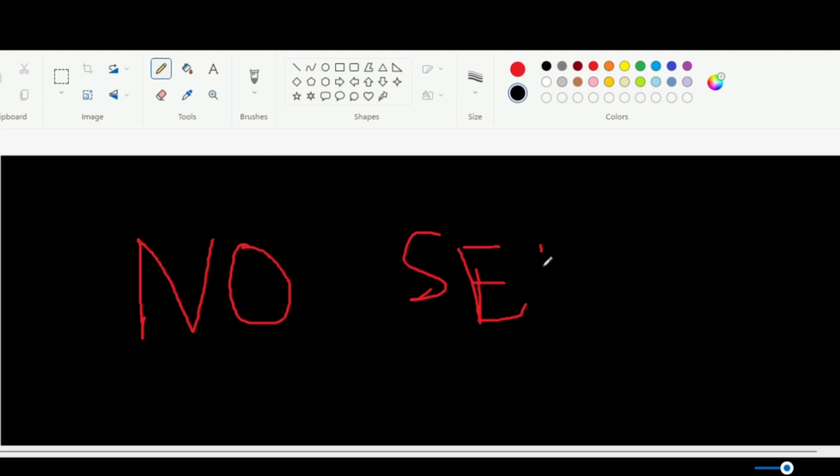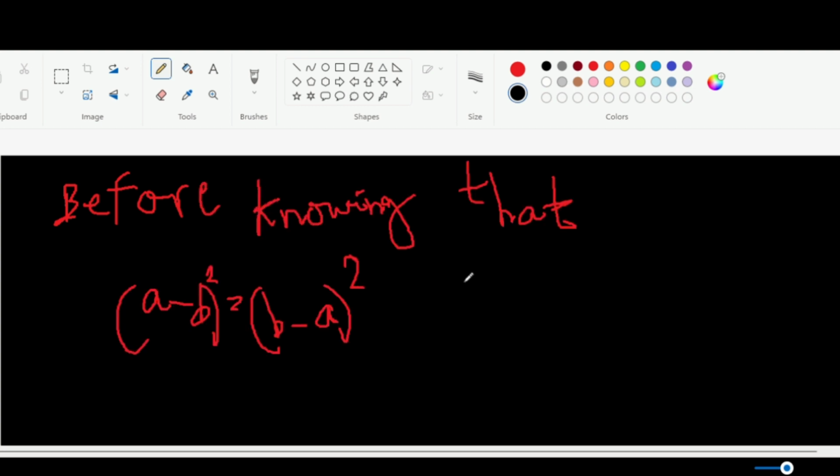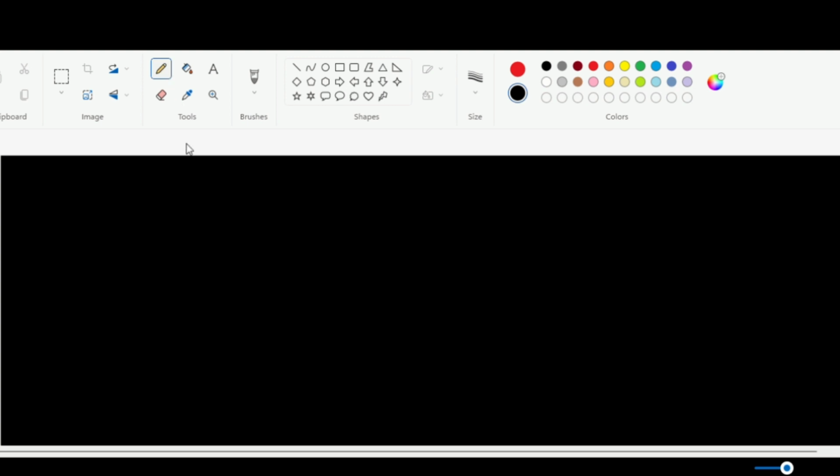But this method makes no sense. You won't even get the idea to extend these identities, because before knowing that (a - b)² is equal to (b - a)², your brain was always on the thing that (a - b)² is not equal to (b - a)². Now it's your choice to choose the way you solve these kinds of problems.